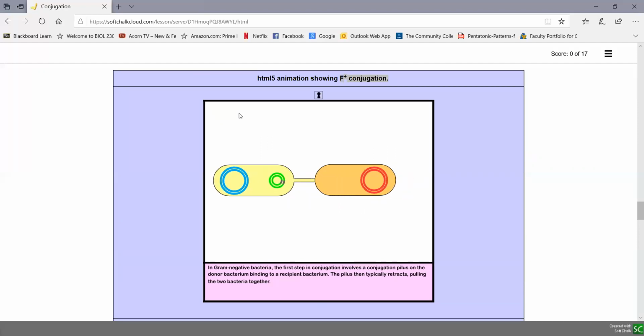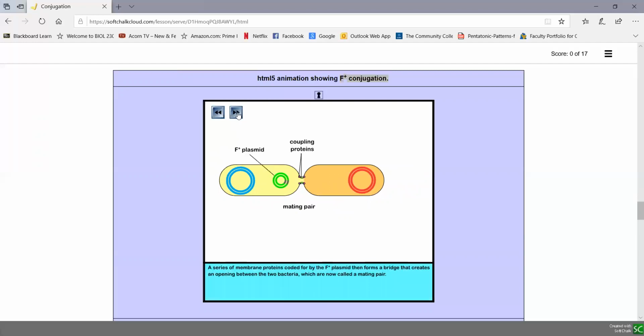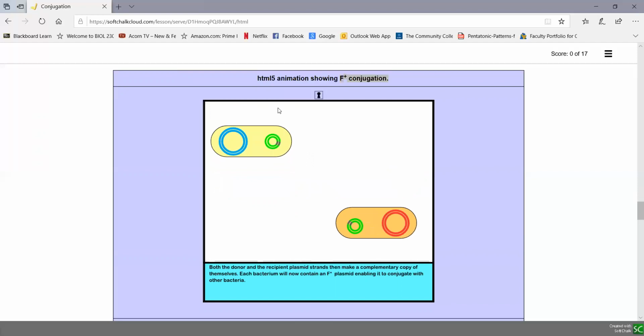As the conjugation pilus depolymerizes or retracts, a mating pair is formed between them. A nuclease at the oriT sequence splits one strand of the F plus plasmid, allowing it to enter the recipient. The other strand of the F plus plasmid stays behind. Both bacteria make a complementary copy, and both bacteria are now able to form mating pairs, but notice no other genes were transferred.